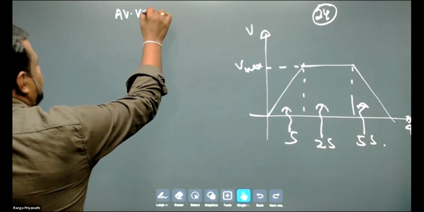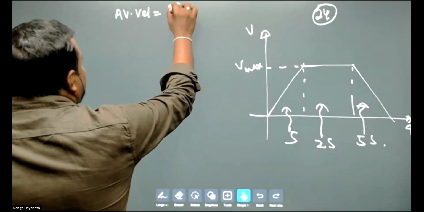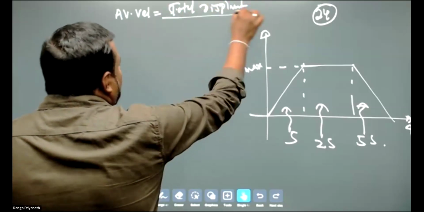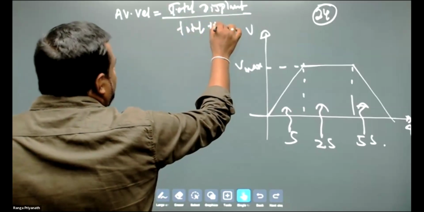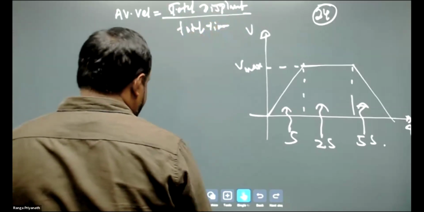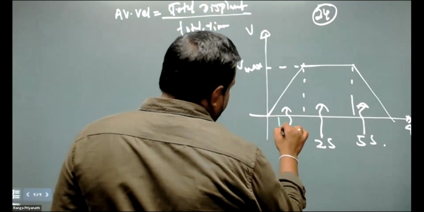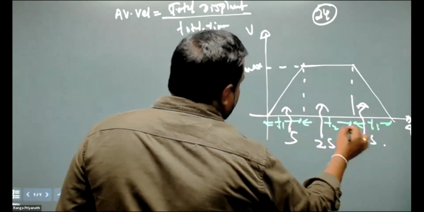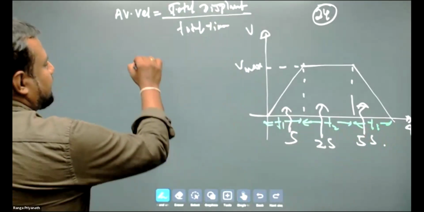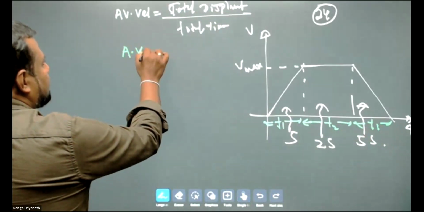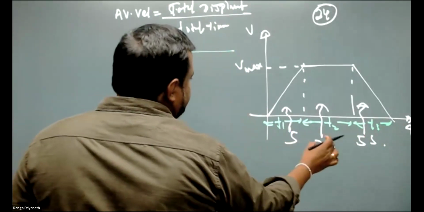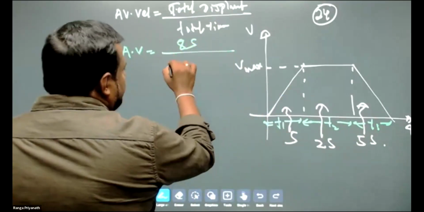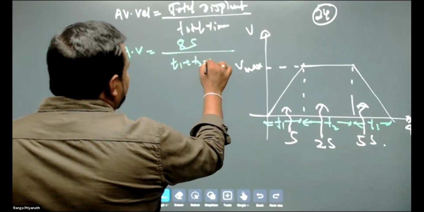Average velocity equals total displacement over total time. Let's say the time is t1 for that, t2 for that, t3 for that. Average velocity equals total displacement, s plus 2s is 3s, plus 5s, 8s, over total time t1 plus t2 plus t3.